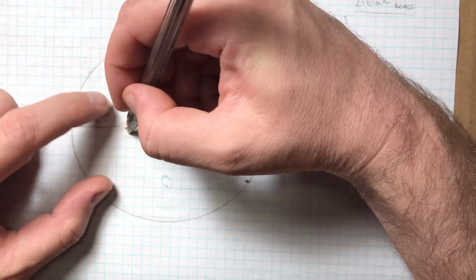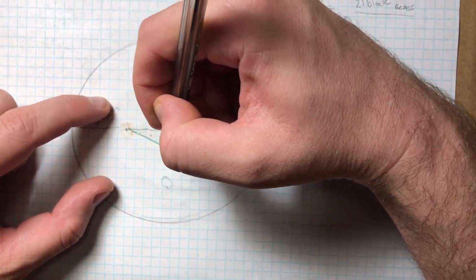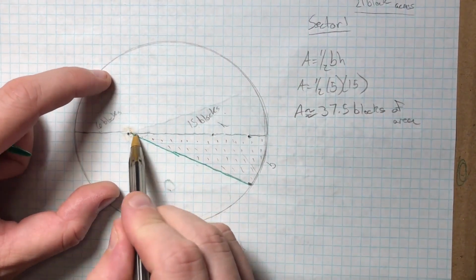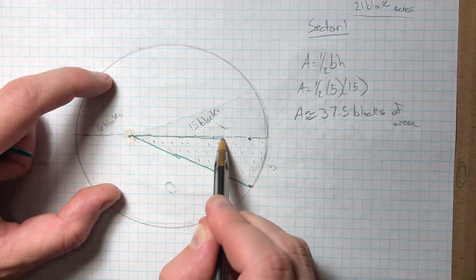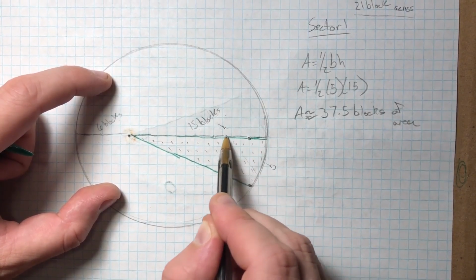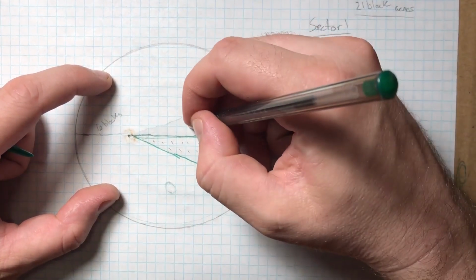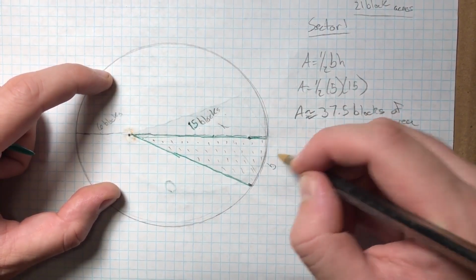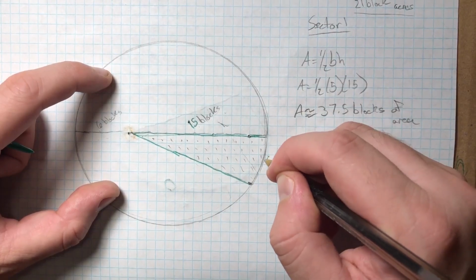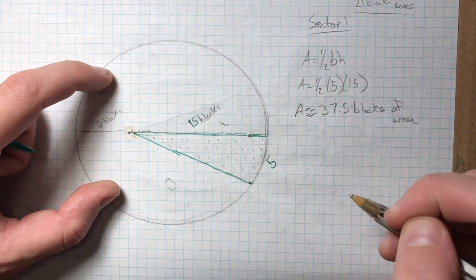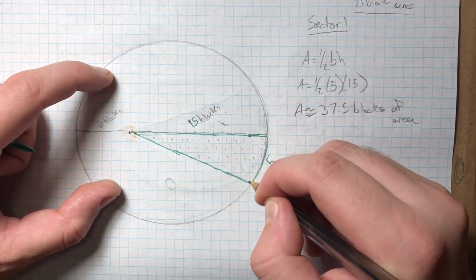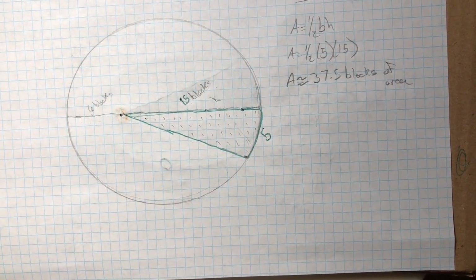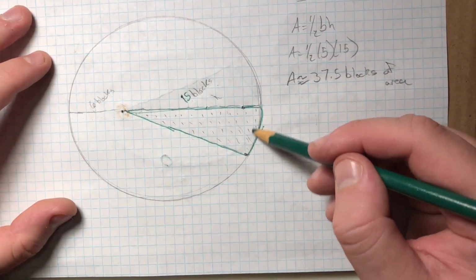Now what we're going to do is outline our area right here. I'm going to choose green for sector 1, just like that. All right. And my distance was 15 blocks here. Just trace over that. And my base was 5 blocks. So we'll just trace that over right there. So this distance is 5 blocks. I'm going to go ahead and shade that in, just so it looks nice.